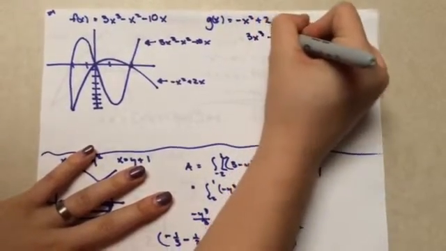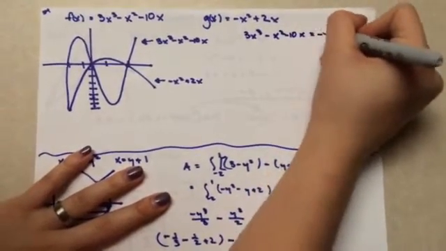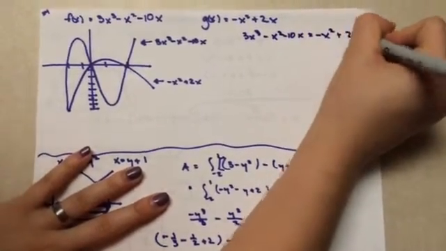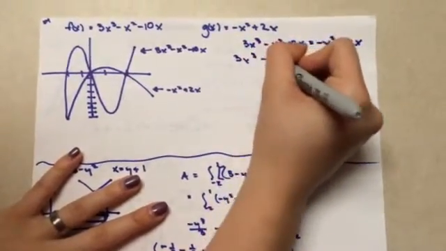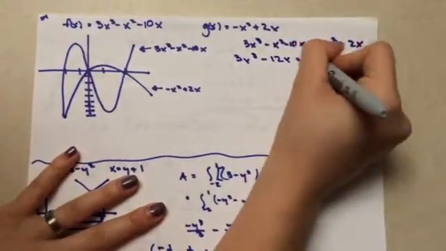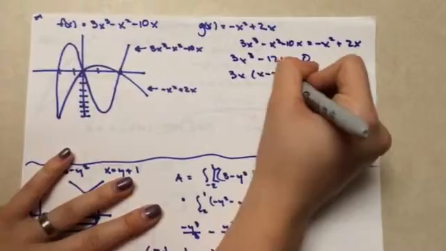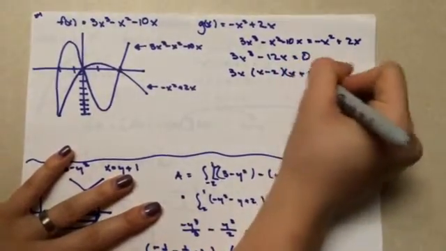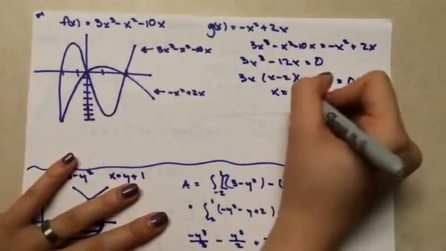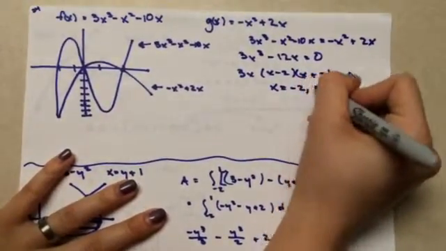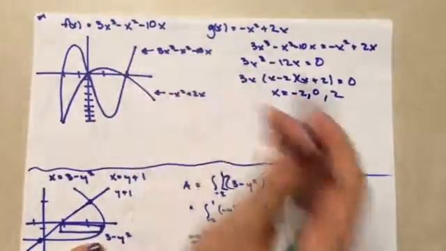So x squared minus 10x equals negative x squared plus 2x. So we set them equal to each other. Begin doing all that algebra. And from this we see that the intersection points are at x equals -2, 0, and 2. And that's about right on our graph.